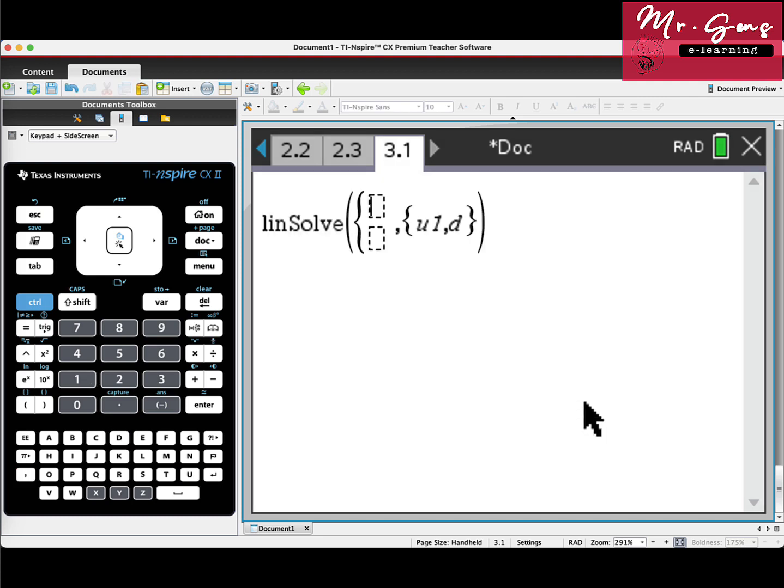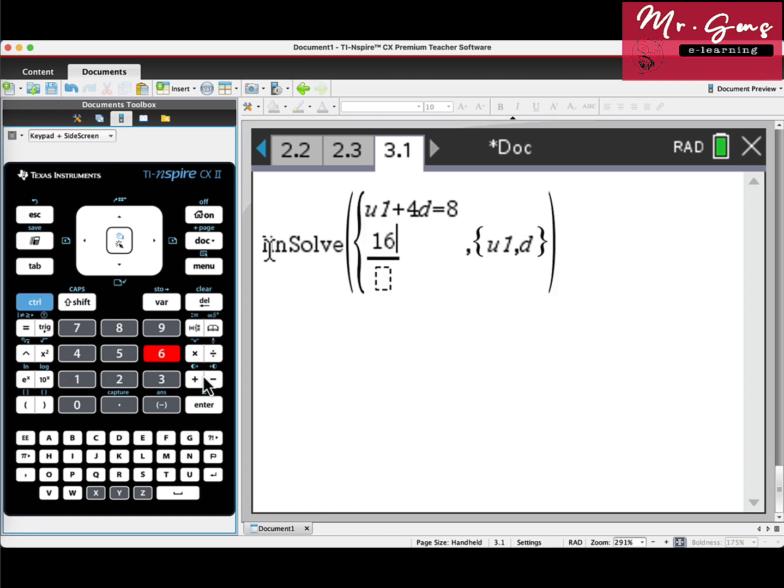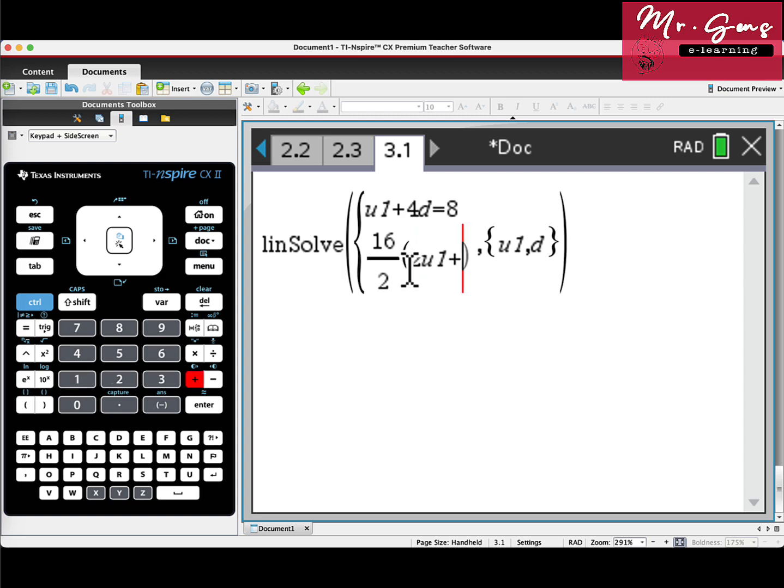As I said, I'll be typing the exact equation as I just wrote on my paper. So I'll be using the fraction here, 16 over 2. After you type the equation, you will press enter. You'll be finding U1 and D respectively.